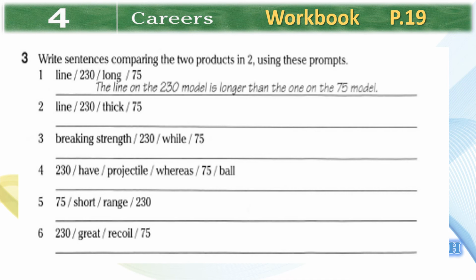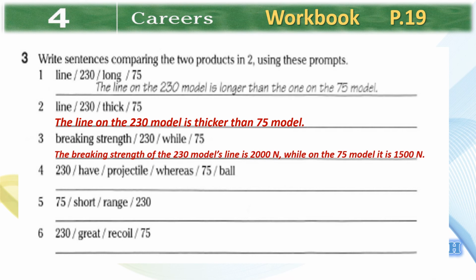Now let's check your answers. Number 2, line 230, thick, model 75. So the answer is the line on the 230 model is thicker than the 75 model. Number 3, braking strength 230, while 75. So the sentence is the braking strength of the 230 model's line is 2000 newtons, while on the 75 model it is 1500 newtons.